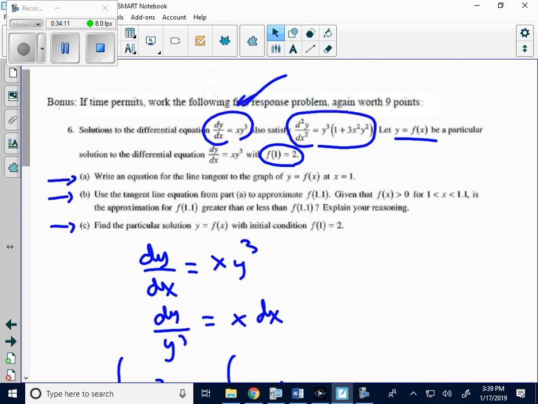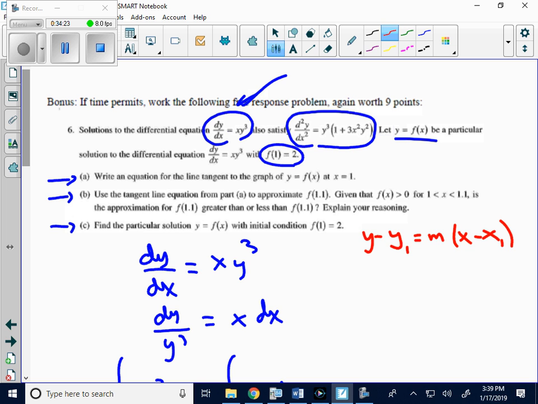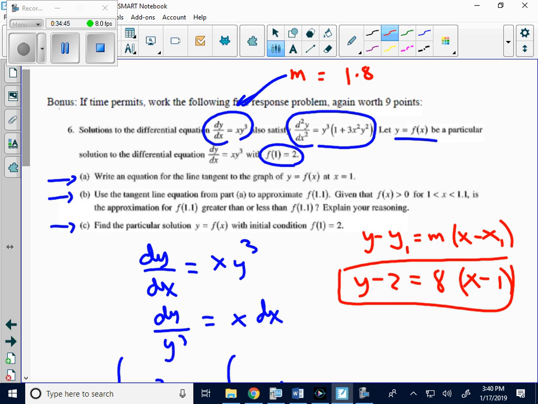Oh, we never did use part B. Use the tangent line. We never did write the tangent line. That's the easy one. Okay, tangent line. Y minus y1 equals m times x minus x1. So y minus 2, the slope is here. This is m. And the point we're using is 1, 2. So the slope is going to be 1 times 8. So that's 8 times x minus 1. Done. That's part A. That's this guy.